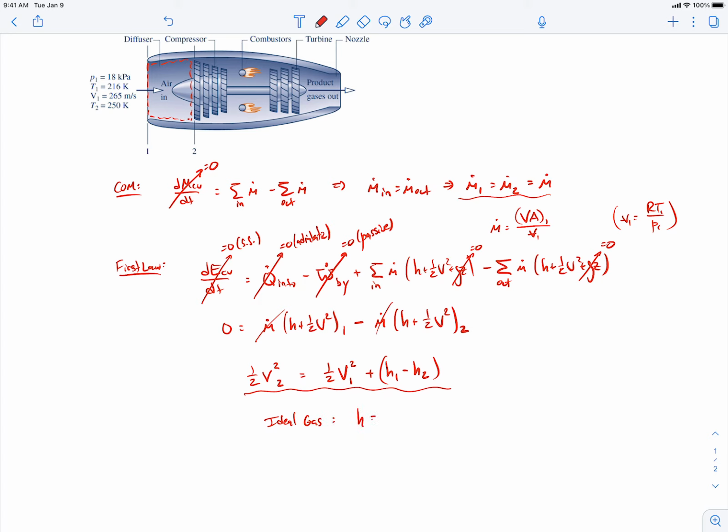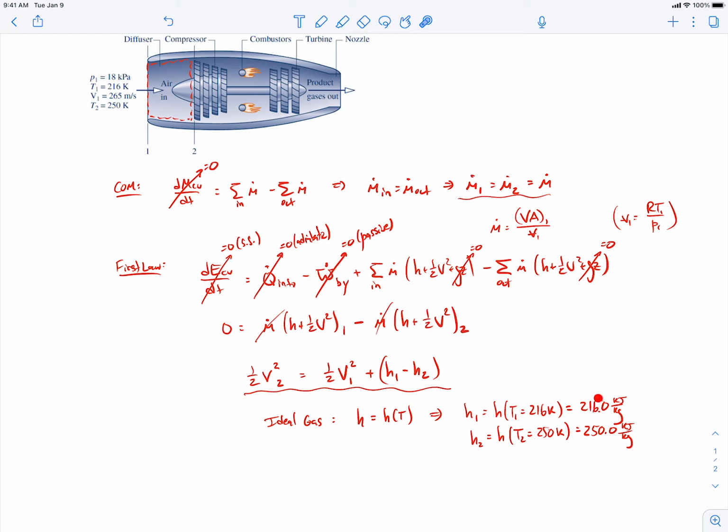So for an ideal gas, the specific enthalpy is a function only of the temperature. So I can use the ideal gas property tables to find the specific enthalpy at the two different temperatures. So if we use the ideal gas property table for a temperature of 216 Kelvin, it comes out to be 216 kilojoules per kilogram. The same thing for the specific enthalpy at T2, which we're given, was 250 Kelvin. That also comes out to be 250.0 kilojoules per kilogram.